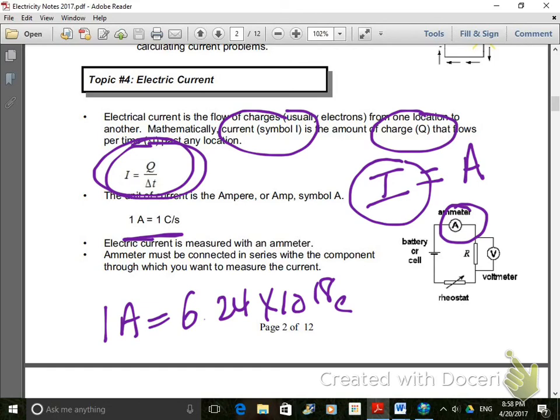Remember, Q is always in coulombs. Remember, T is always in seconds. And I is always in amps. So always convert to amps, coulombs, and seconds in your equation. And that's about it for part A of topic number 4. The other section of topic 4 is really dealing with what's happening inside the circuit, and that's something we'll discuss after we complete a few of our labs.